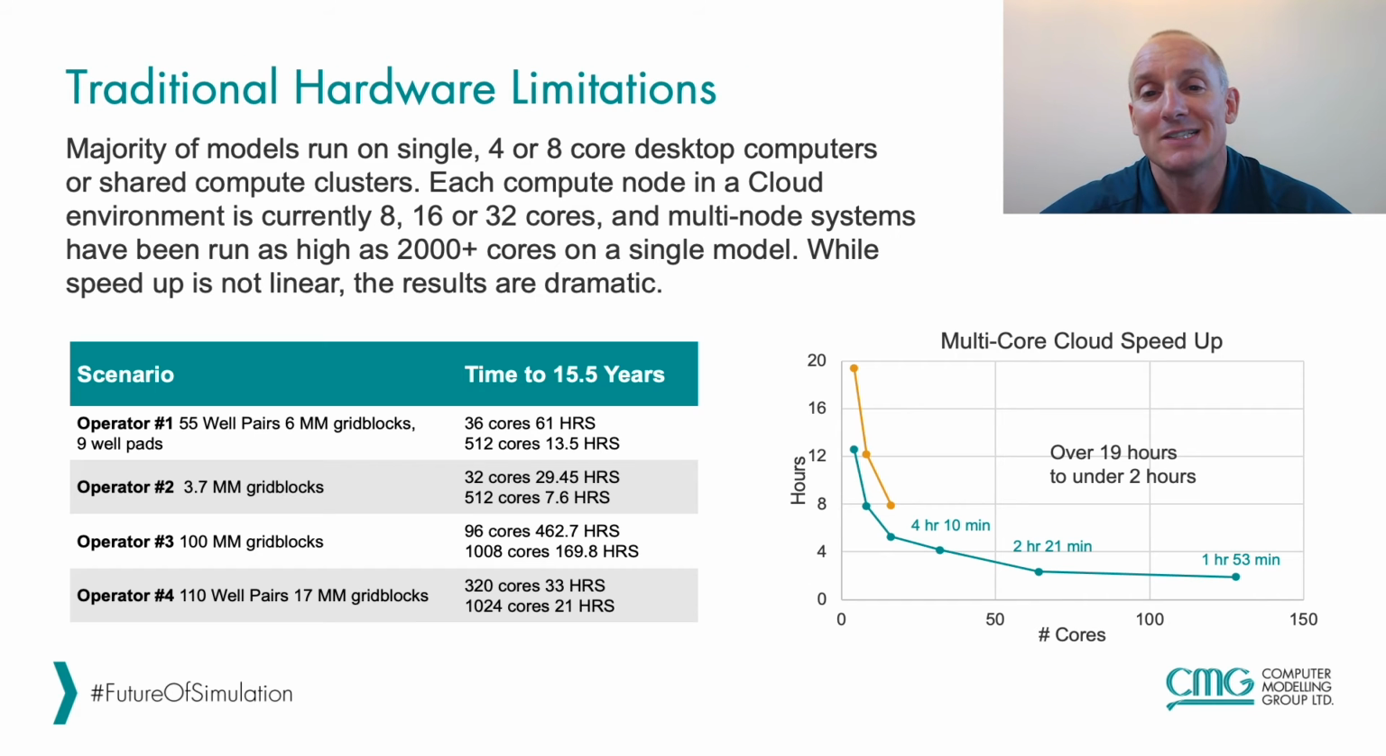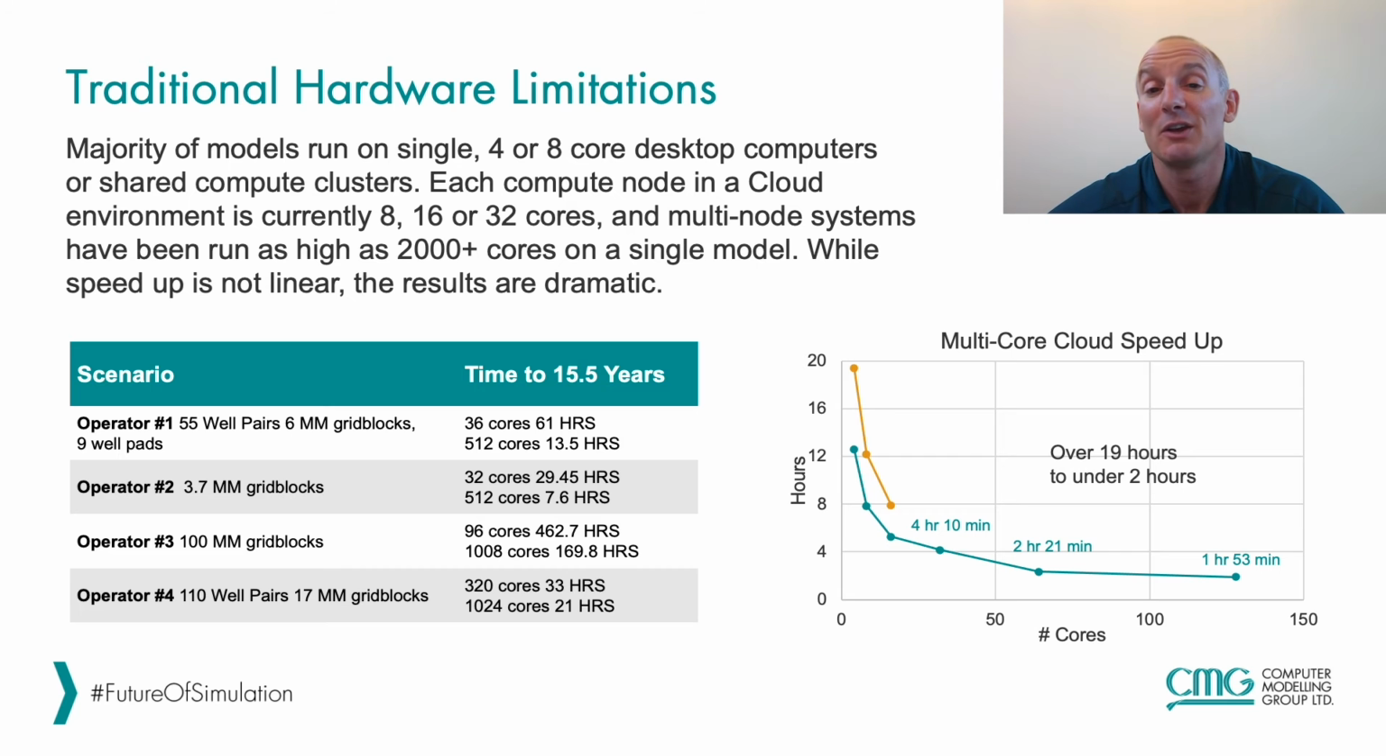So here's some other good examples. Traditionally, many models were run on single 4 or 8 core desktop computers or maybe a shared compute cluster. Now that we're in a cloud environment, your resources start at 8 cores, up to 32 on a single node, and if you get into a multi-node environment, you're looking at as high as 2,000 cores tackling a single model. Speed up's not linear, but as you can see, the results are drastic.